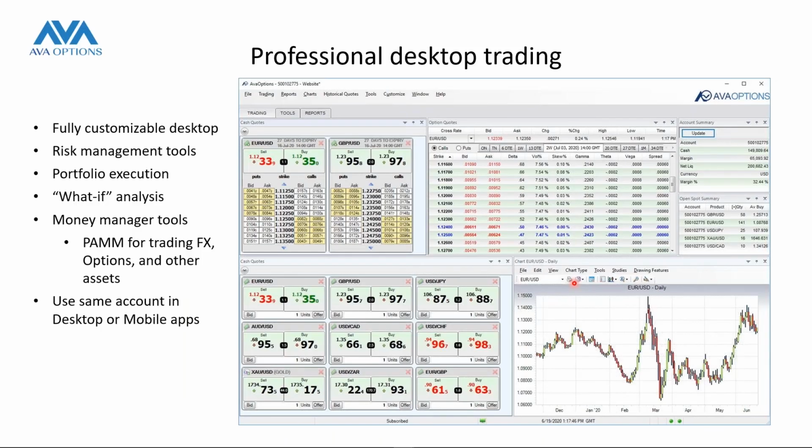We also have the desktop platform that I mentioned, fully customizable. You can move your windows around and mix and match and do different things with it. It's a lot of numbers. It's more number oriented as opposed to chart oriented. But you also have risk management tools. You can execute portfolios. It's good for money managers who can execute trades for multiple accounts at once. And you're using the same account whether you're using the desktop or the mobile. And as I mentioned, we have a great web trader in the works that's going to be nearly the same as the mobile app, but of course it's going to take advantage of the features of a desktop, all the extra space that you have.